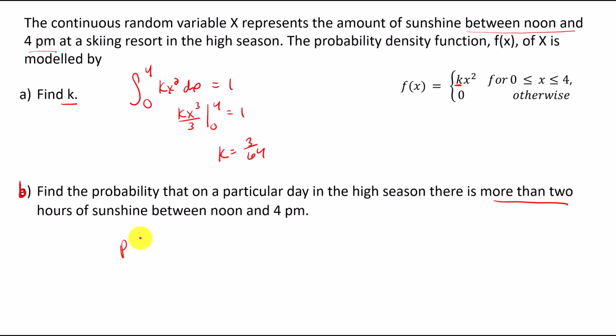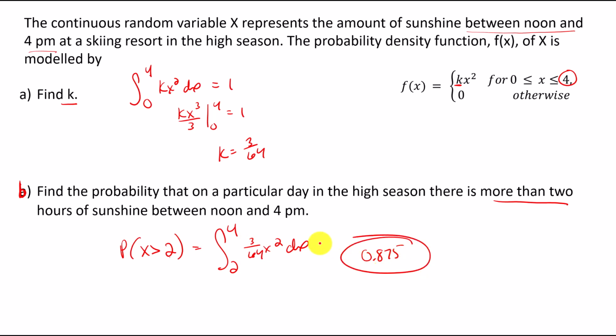So all we have to worry about is that we want more than 2 hours between noon and 4. So the probability that x is greater than 2 should be the integral from 2 to our ending point, which here is 4, of kx squared dx, only we know what k is. K is 3 over 64. So this should have been your setup. And when you evaluate this, you get 0.875 as your probability. Okay?